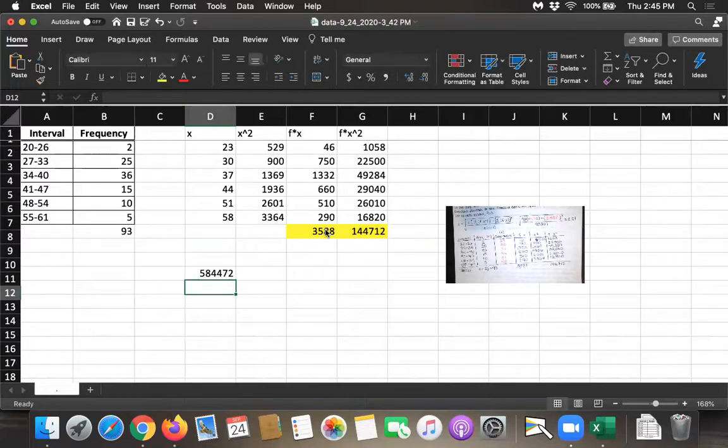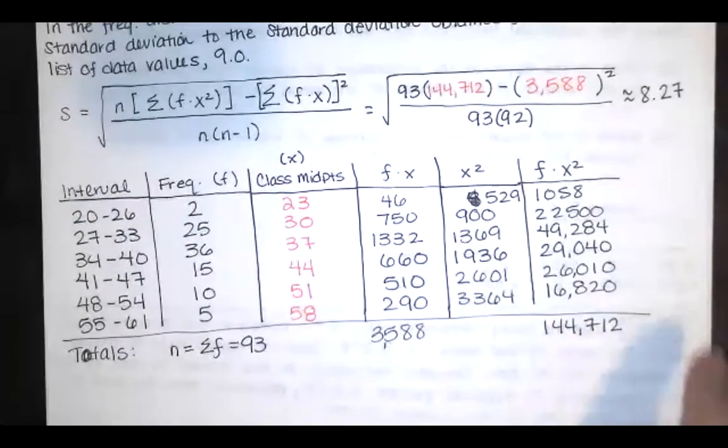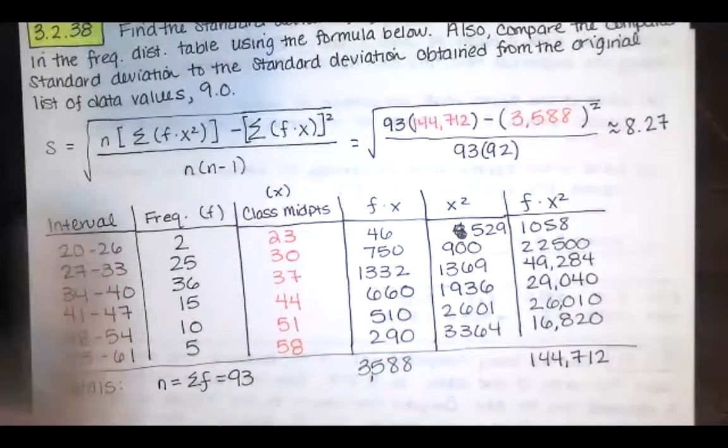That's the numerator. Here I want to take that numerator and divide by the product of 93, which is my sample size, and 92. And then I want the square root of that answer, so I'll hit equals, square root of the answer. So I select the cell, D12 in my case, a close parenthesis, and I get 8.265. And I got 8.27 over here, so that's good. In Excel, we get exactly the same thing.